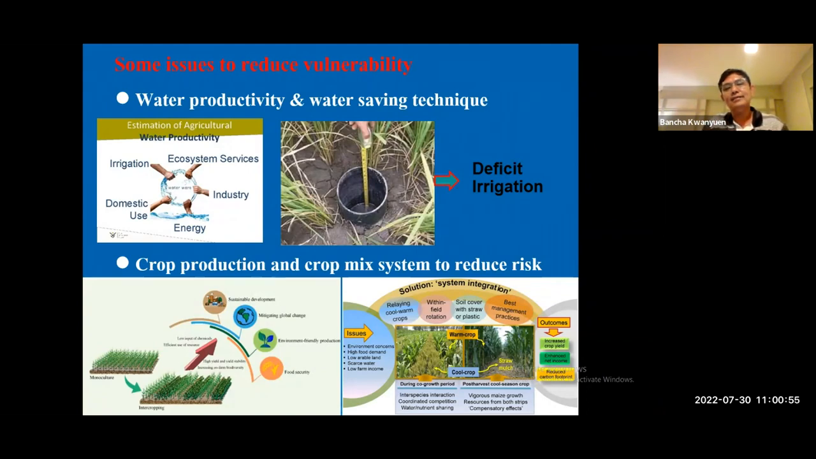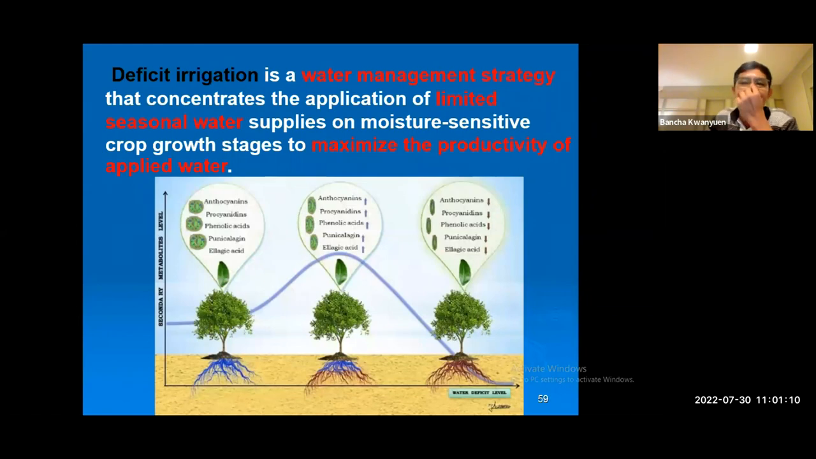Of course, on irrigation or water application technique itself, we can go to smart techniques like wet and dry, or even on upland crops, what is called deficit irrigation. Let me show you the next picture. Deficit irrigation is a water management strategy that can be applied for limited seasonal water, and also maximizes the productivity of applied water. You can find out more about deficit irrigation, okay?